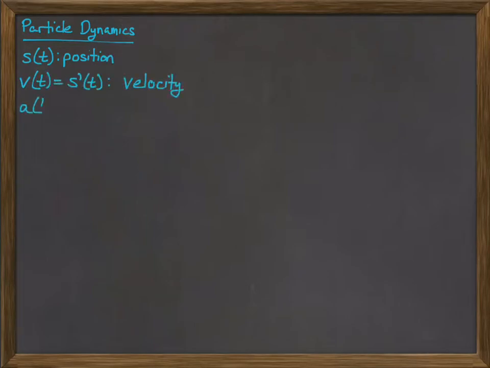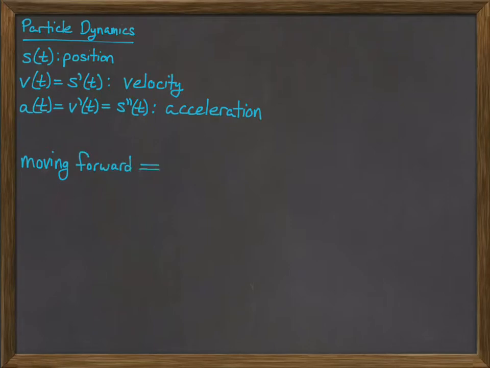Particle dynamics is next. Notation here: s is position, v is the derivative of s, so the derivative of position is velocity, and acceleration is the derivative of velocity, which is the second derivative of position. These maybe come up a bit more when we get to integrals, but we'll come to that. Important thing to remember: if velocity is positive, that means moving forward, and moving backwards would be velocity negative.